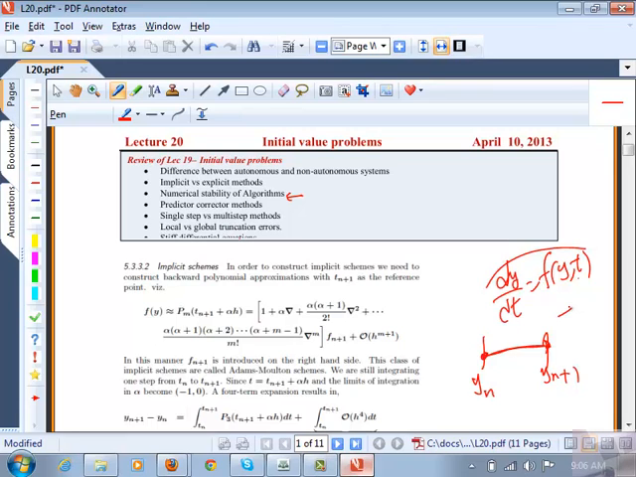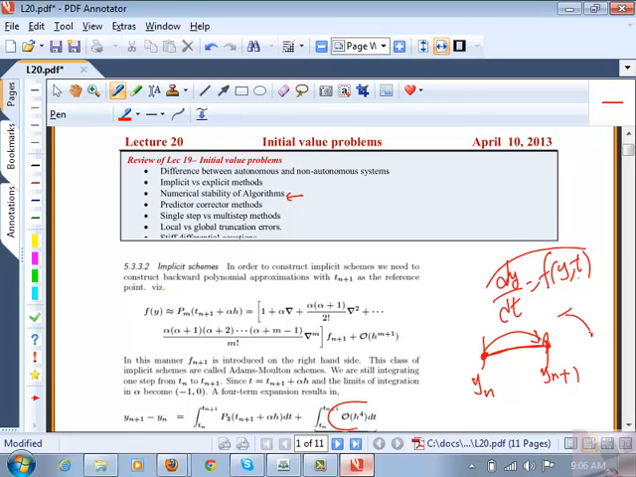And the other concept that we talked about is the local truncation error versus the global truncation error. The term that is neglected in the series gives you the local truncation error per step in going from n to n plus 1. But that error will be accumulated going from n plus 1 to n plus 2 to n plus 3, etc. And that accumulated error is what we call the global truncation error. The larger the step size, the larger the number of steps, and that error will continue to increase.